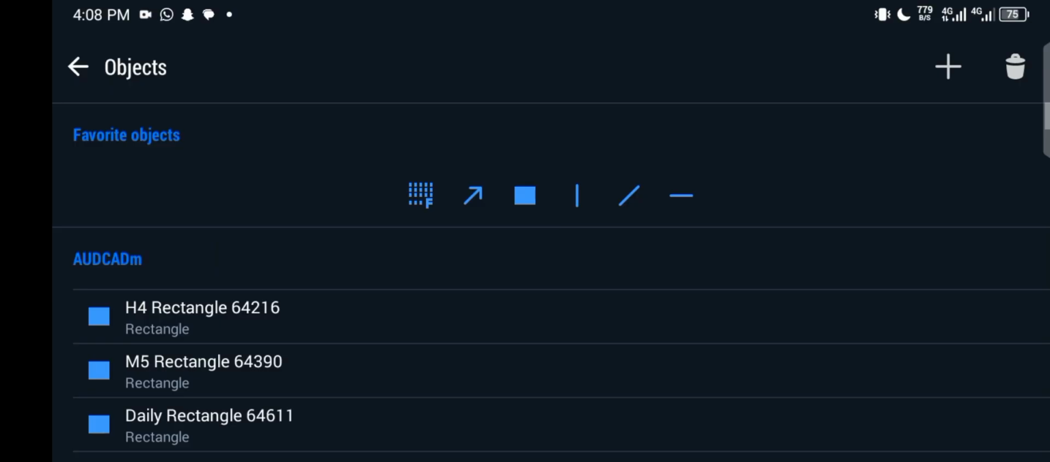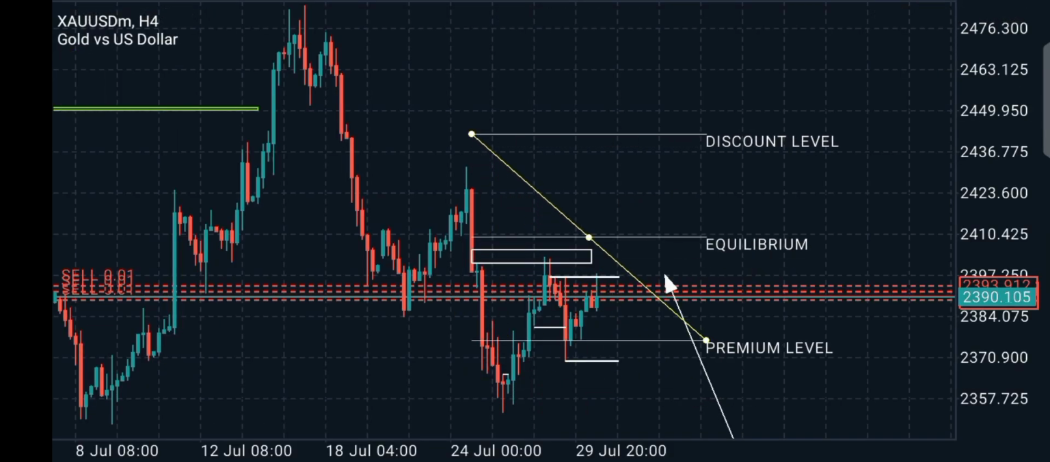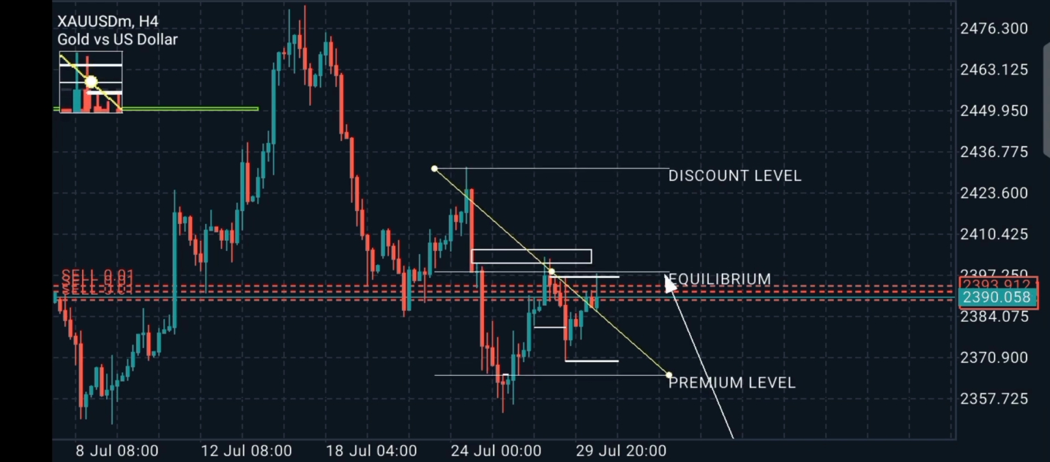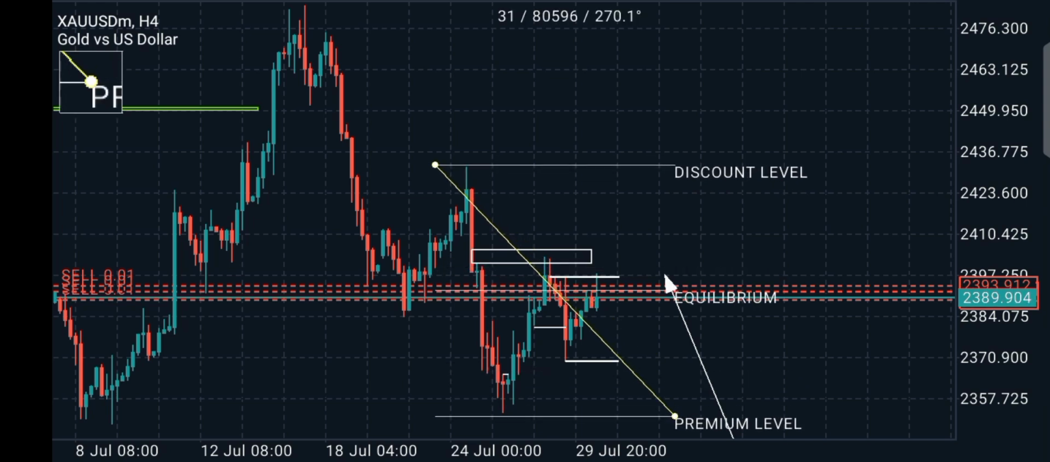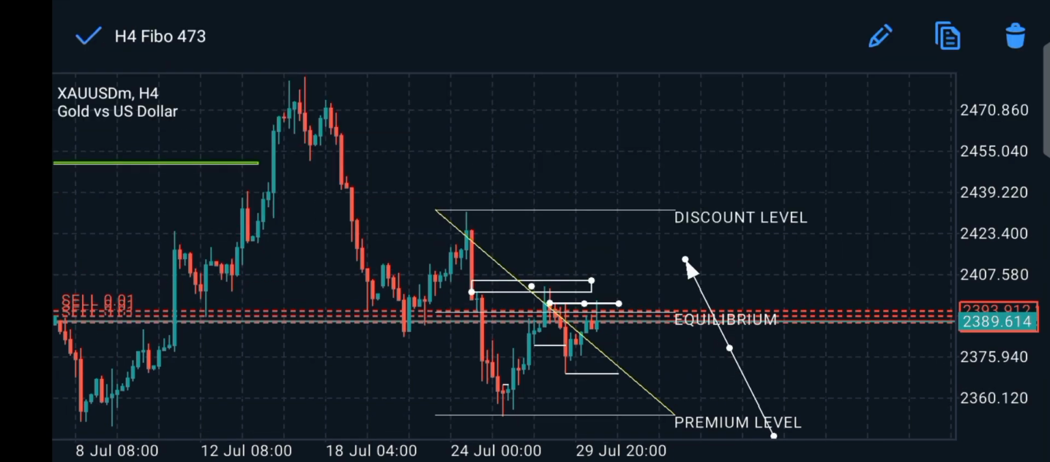So I brought my fib level. That's one of the first things I always do. I have my fib level here, and you can see that at this point here, price is above equilibrium. This is the 50% equilibrium, and price has traded above. So price is in the discount zone, so it's at a point where we can start selling.